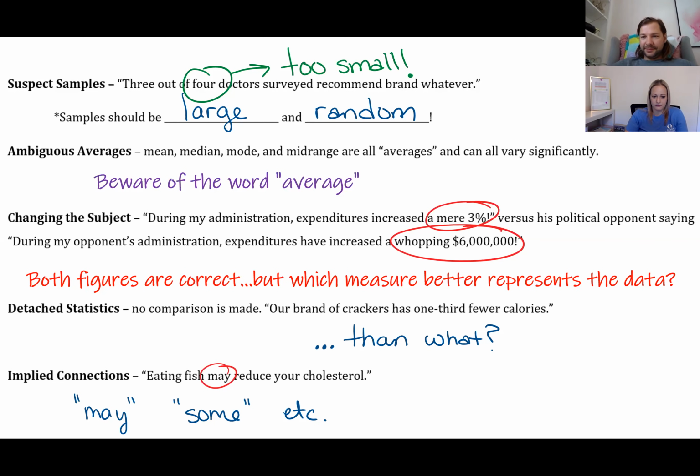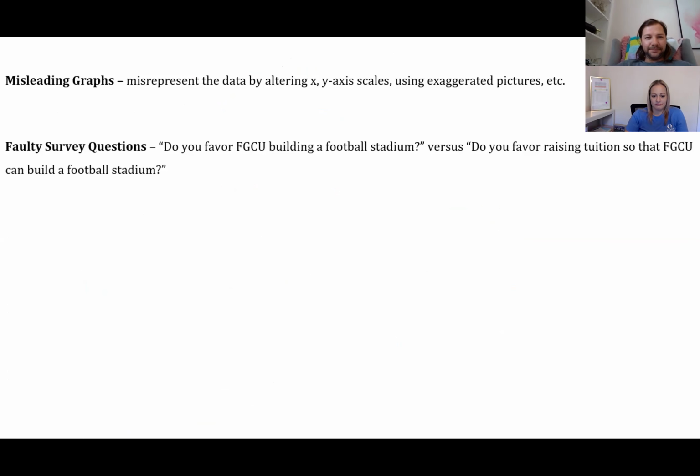Should I say anything else? I guess we're going to look at a lot of misleading figures here in the next chapter, so we'll just keep moving on. Okay, so misleading graphs. We're going to see a bunch of these in the next chapter. Misleading graphs misrepresent the data by altering X and Y scales, using exaggerated pictures. I was going to say like changing time scales or not keeping a uniform time scale, all different ways of making graphics that suggest something that may or may not be true.